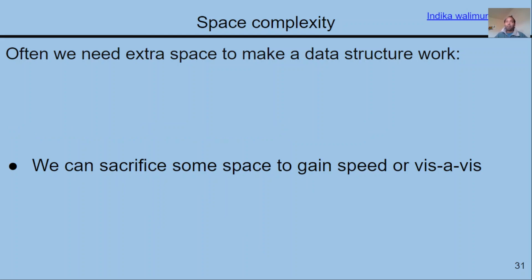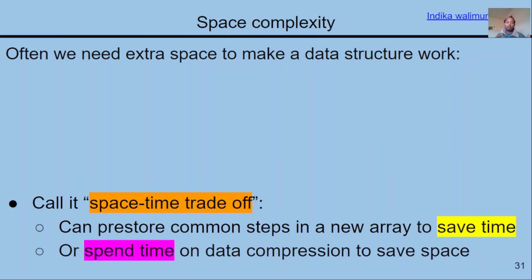So there are these two things. We can sacrifice some of the space, right? We can spend more space to gain speed, or the other way around. And we call it the space-time trade-off.